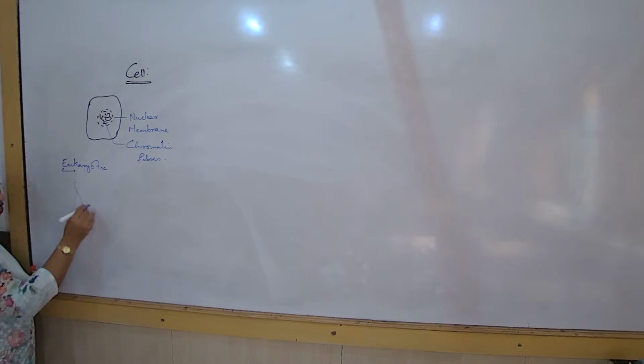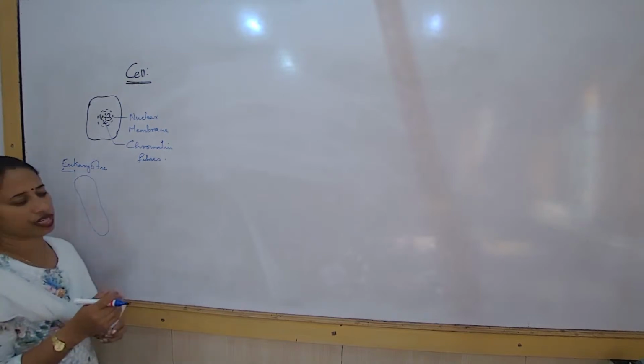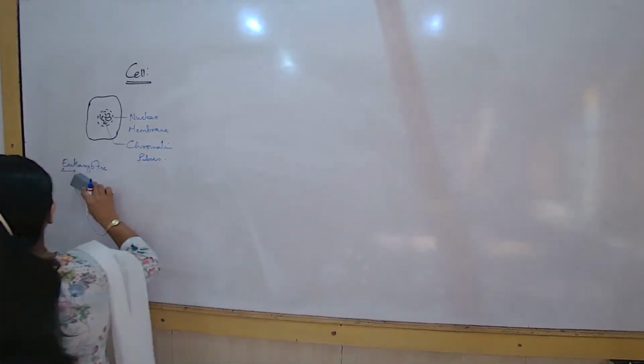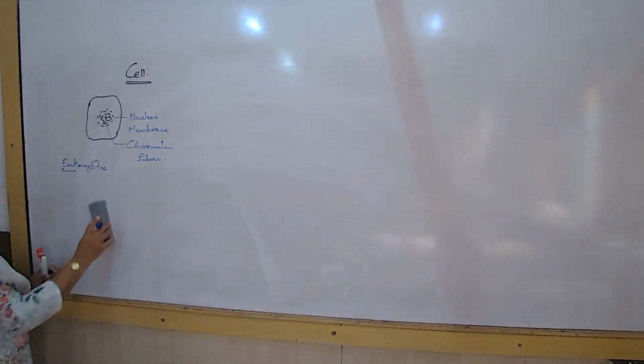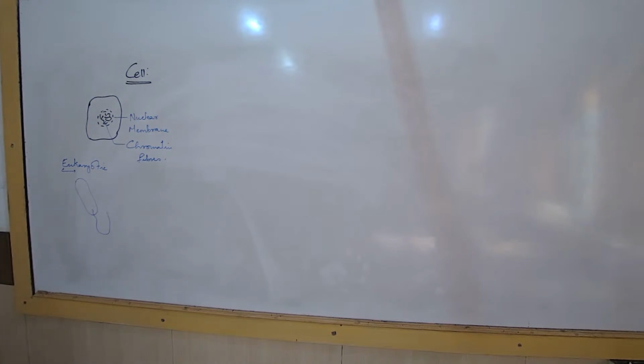In comparison, if I have to draw the structure of a bacterial cell, bacterial cells are not that big. This is just an example I'm drawing. Say I now talk about the structure of a bacterial cell, which would be something like this. They will have some long hair-like structures for the process of movement.